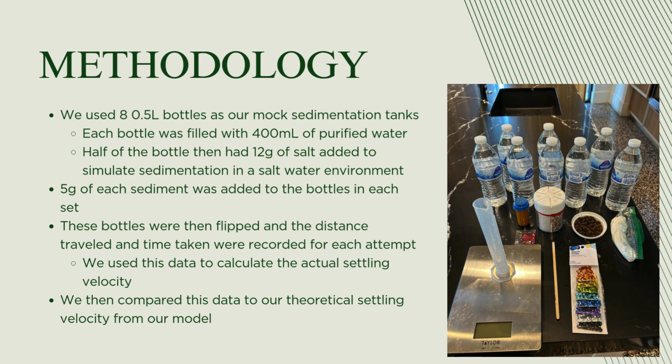These bottles were then paired up into 4 sets, which were going to be matched with each of our sediments, those being coffee beans, plastic beads, plastic sequins, and sand. We added 5 grams of each kind of sediment to each of the pairs, and then we flipped these bottles over and calculated the distance fallen and the time it took to fall. These values were used to then get our real-world velocity and compared to our predicted values.